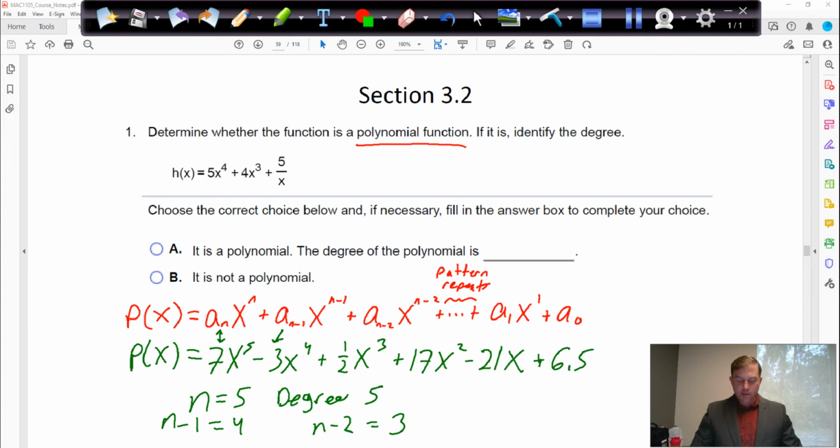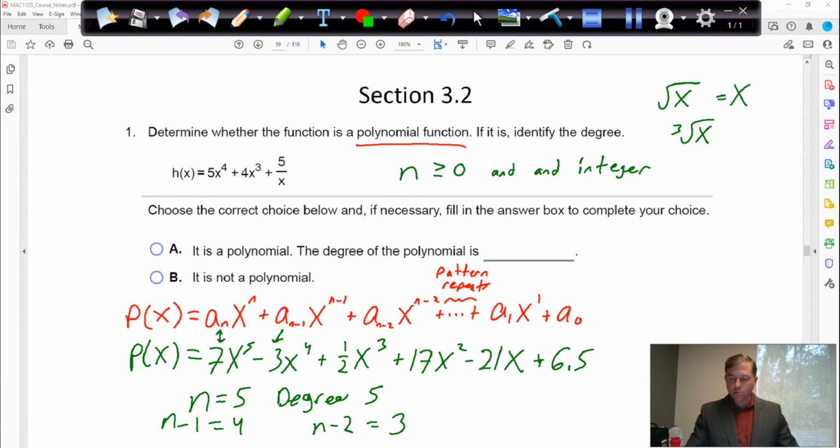Okay, now the key to this is, for this to be a polynomial, n has to be bigger than or equal to 0 and an integer. And an integer is no decimals, no fractions. So we can't have the square root of x, we can't have the third root of x, because those are really fractional powers. That's 1/2 and this is 1/3. And we can't have 1 over x, because that's x to the negative power. We can't have 1 over x squared, that's x to the negative 2.